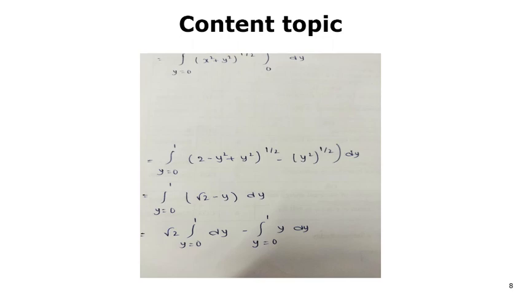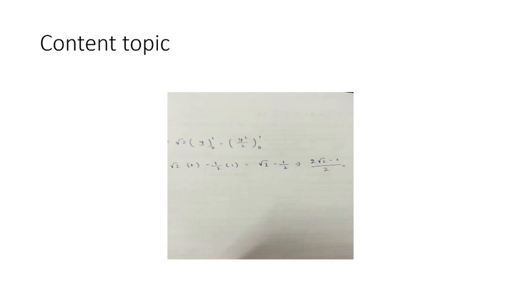Integral y equals 0 to 1 of root 2 minus y, dy. Root 2 integral y equals 0 to 1 dy minus integral y equals 0 to 1 y dy. Root 2 times y with limits 0 to 1, minus y square by 2 with limits 0 to 1. Root 2 times 1 minus 1 by 2 times 1. The answer is root 2 minus 1 by 2. Root 2 minus 1 by root 2.